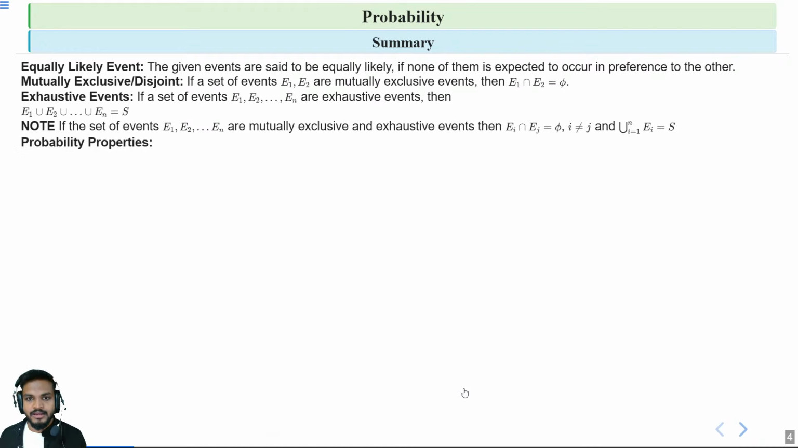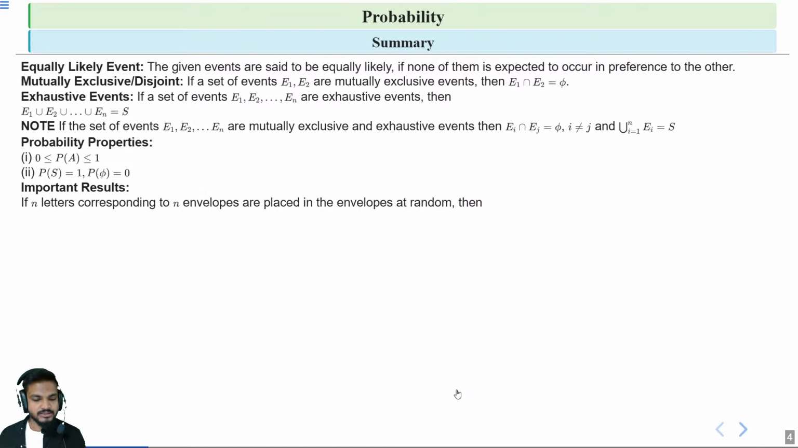Okay, next thing, some properties of probability. First thing is that probability is always greater than or equal to 0 and less than or equal to 1. Second thing, probability of the sample space is 1, and what is the probability of phi? That is 0.